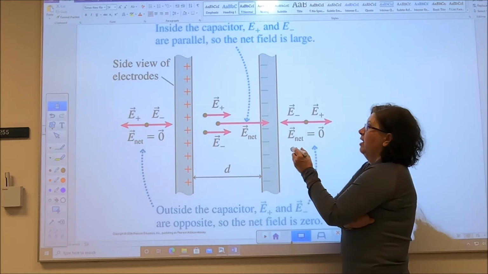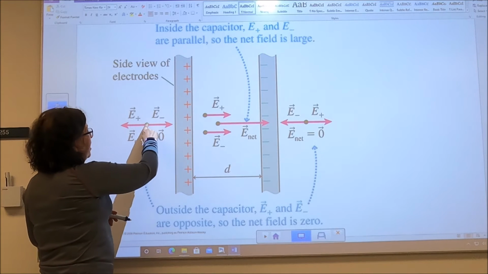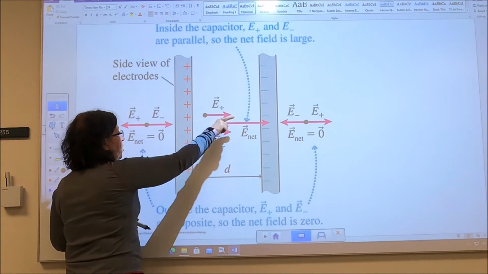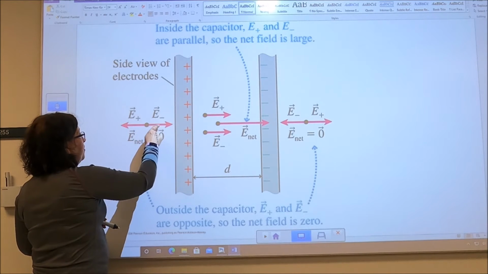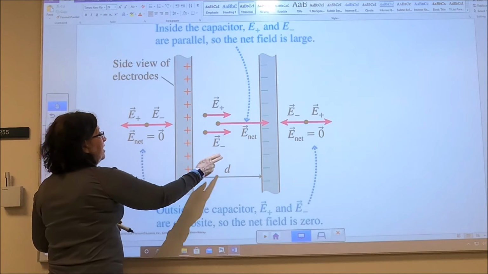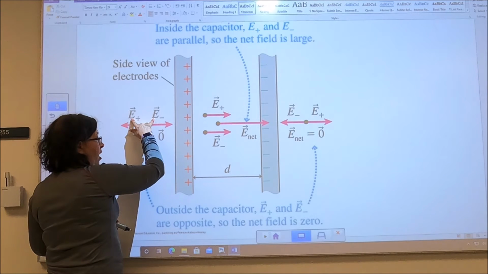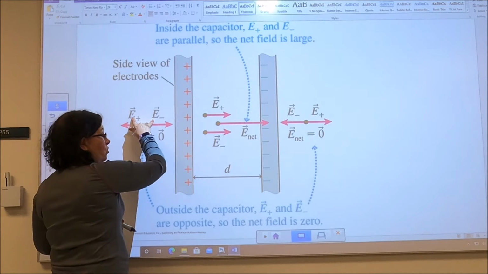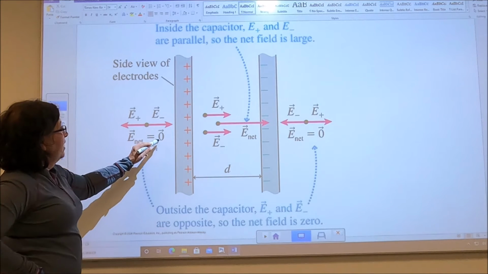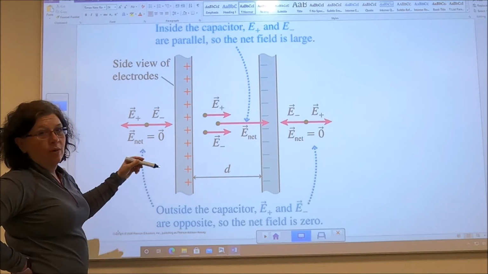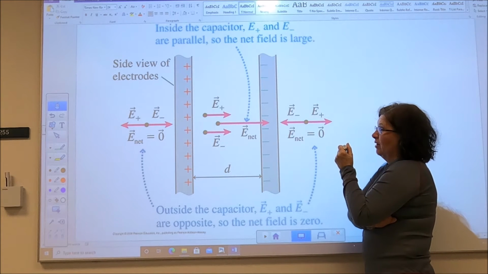If we look outside the parallel plate capacitor, over here outside the positive plate, the electric field from the negative plate is going to point toward the negative plate. The electric field from the positive plate points away from it. Since these have the same magnitude of charge, the strength of these 2 electric fields, the one caused by the negative plate and positive plate, have to be equal to each other in magnitude. They're pointing in opposite directions, so they add together to give us a net electric field of 0. Same thing happens over here. They add together to give us a net electric field of 0.